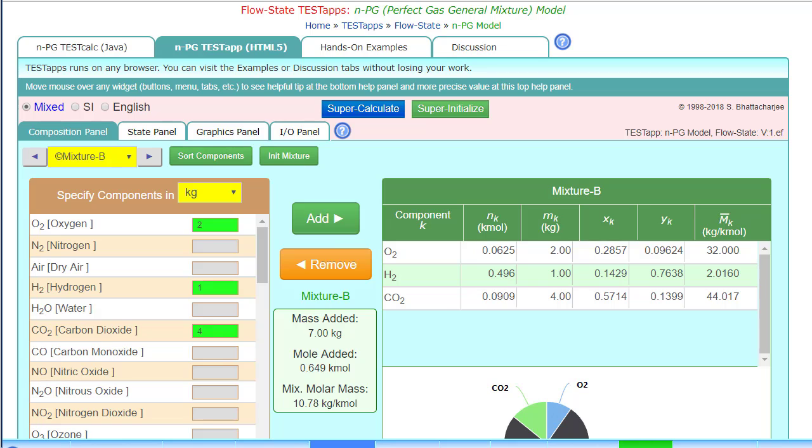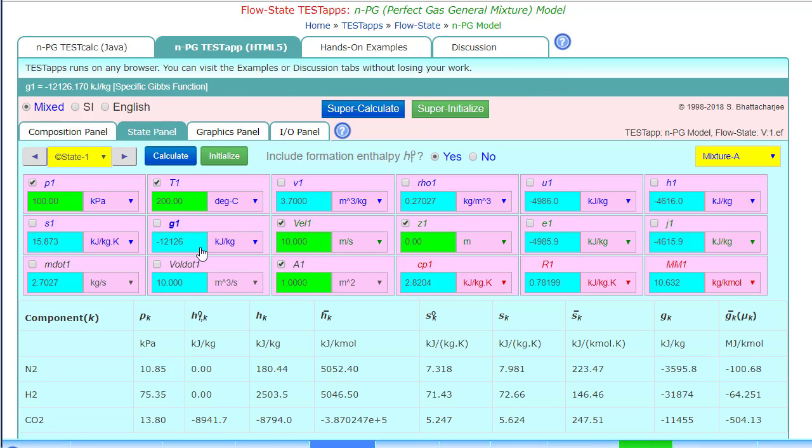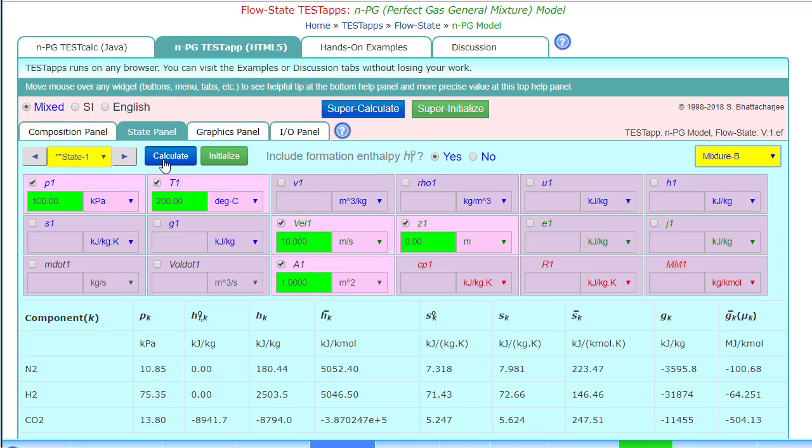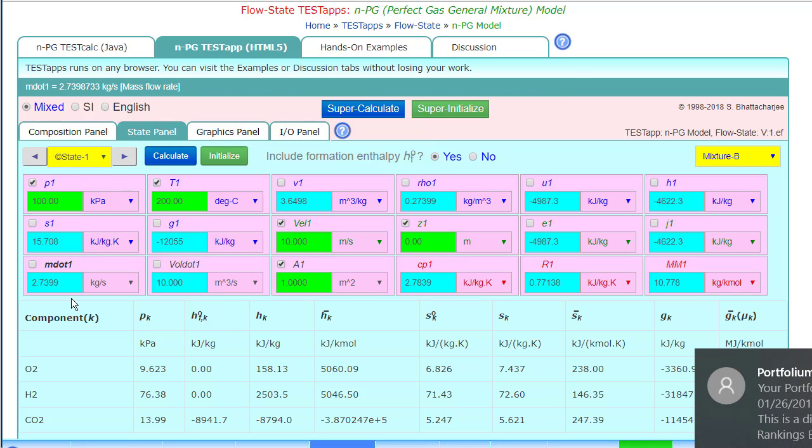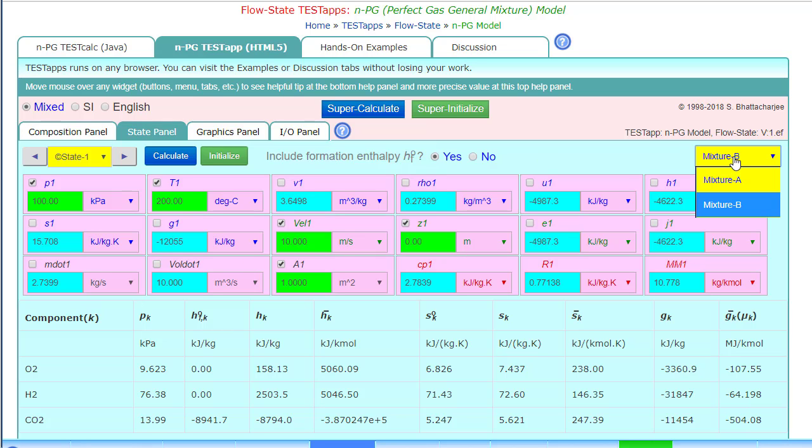Alright, and you can see that the molar mass actually changed a little bit. So back to the state panel. Right now we're on mixture A, so we're just going to change that to mixture B and hit calculate. And the m dot actually went up to 2.74 because the rho also went up because oxygen is heavier than nitrogen.